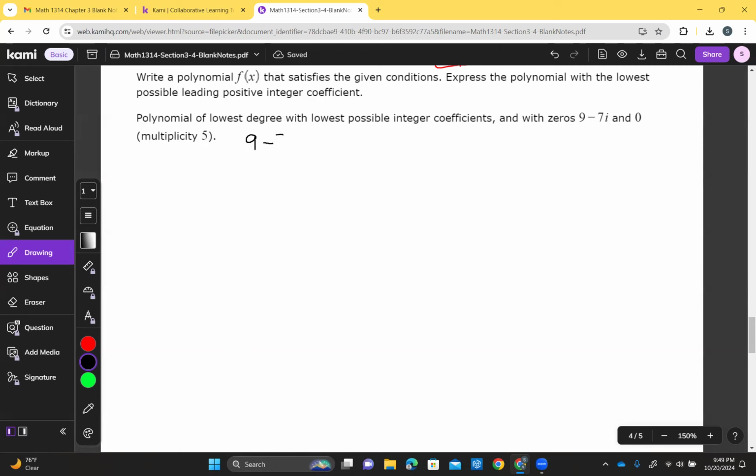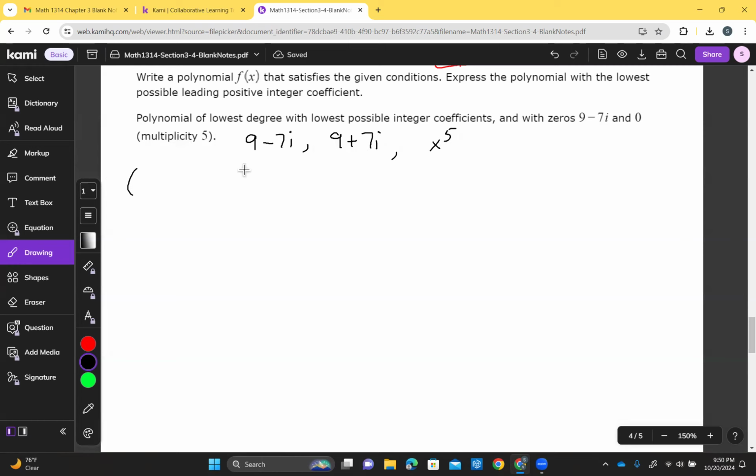9 minus 7i is given as a zero. And we have to automatically know that 9 plus 7i must also be a zero, because again, these two come always in pairs. Even if they don't tell us, we have two zeros here. And then the other zero is just 0. So we know that the factor associated with that one is just x, because x minus 0, right? And then this one has a multiplicity of 5. So that means we're going to have to multiply these two once we FOIL them. We're going to also have to multiply them by x to the 5th.